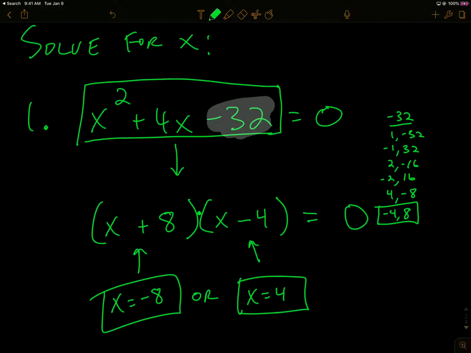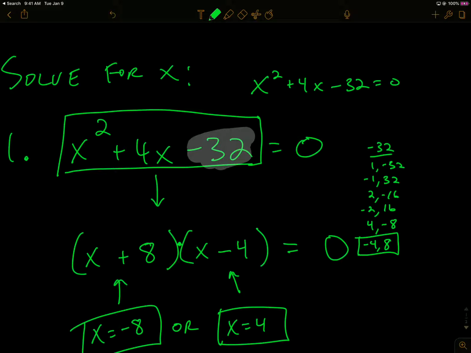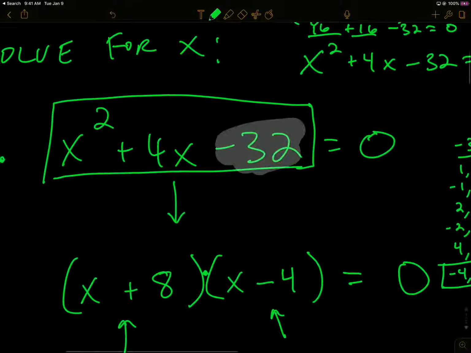What you can do also to prove that they're answers is go back to the original and show that it works. It makes the equation true. So I can plug my solutions back in. Let's just check 4. If I plug 4 back in here, I get 16 plus 16 minus 32 equals 0. And that's true because 16 plus 16 is 32, and then 32 minus 32 is 0. So that's why 4 is a solution.